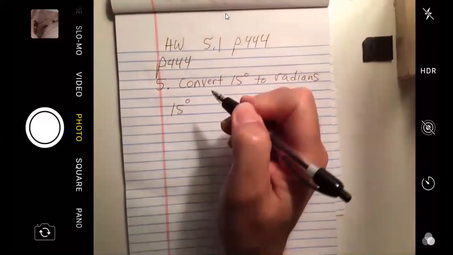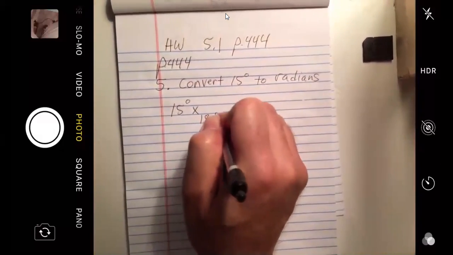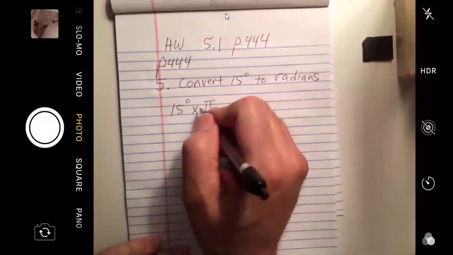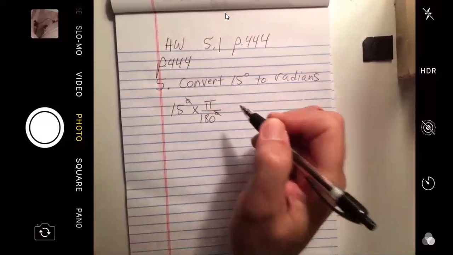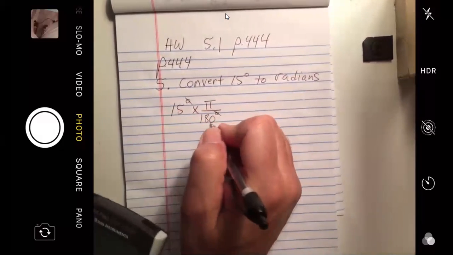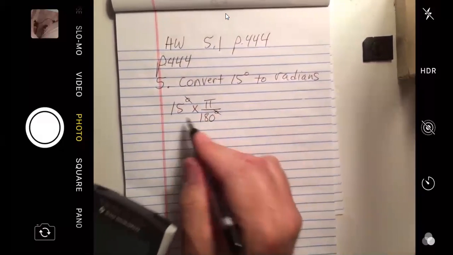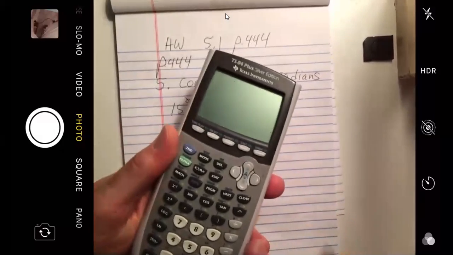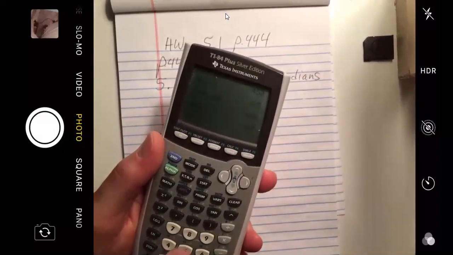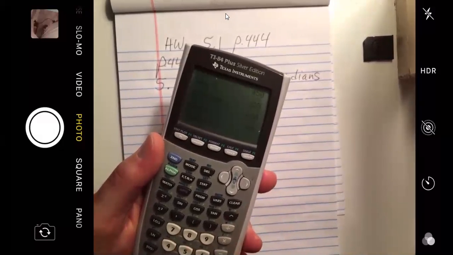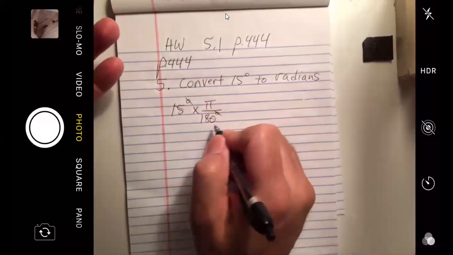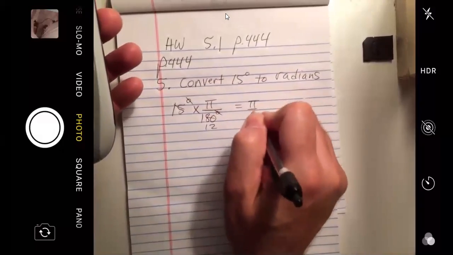15 degrees, and I multiply by pi over 180 degrees. Again, you want to line up the units. I reach for a calculator. I don't know how many times 15 goes into 180. It does go clean because one ends in 5, one ends in 0, so it's going to be 5. So I can go 180 divided by 15. Comes up 12. So 15 goes into 180 12 times, and I wind up with pi over 12.